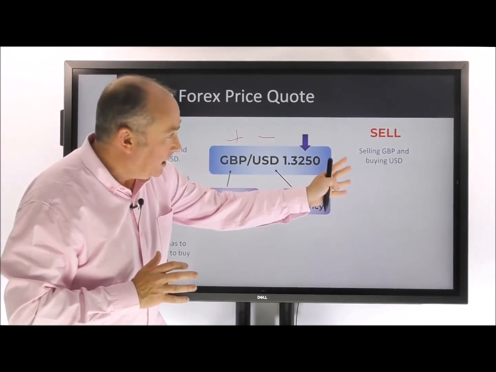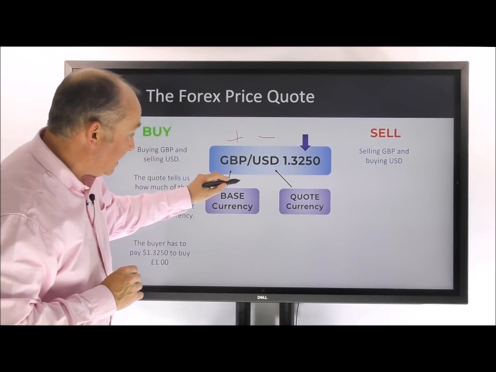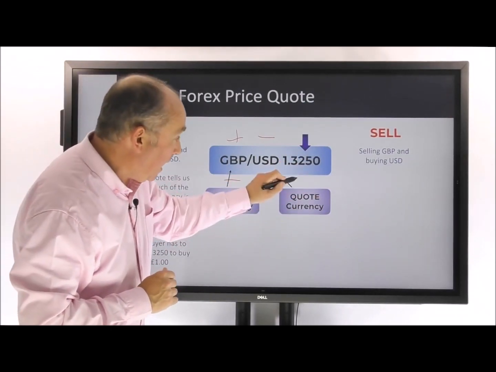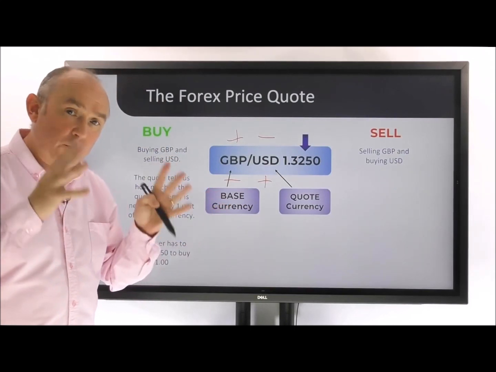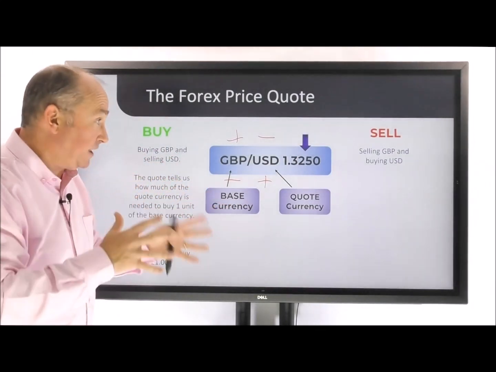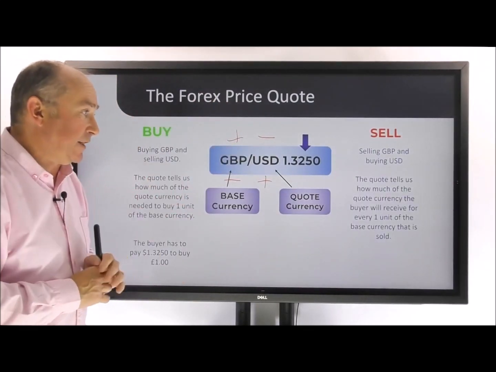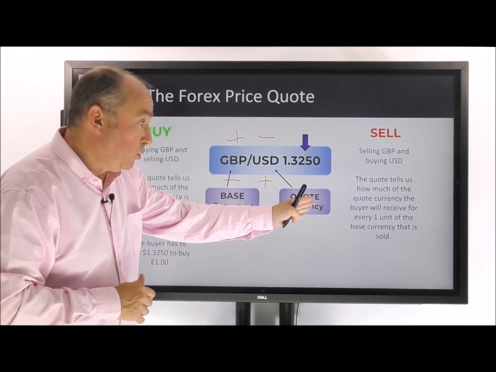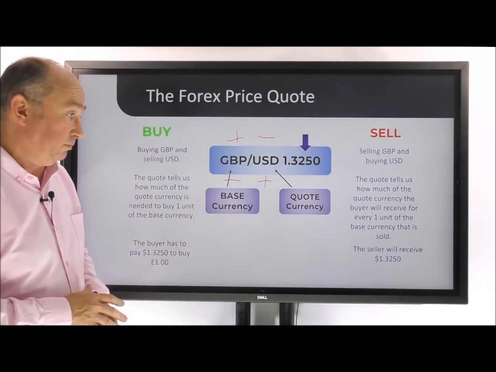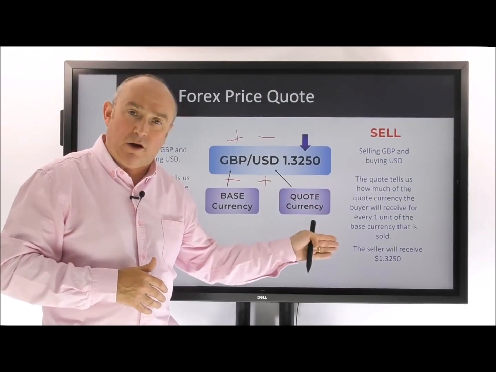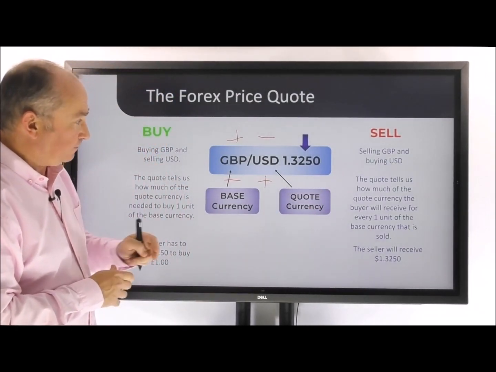If you're selling a particular currency pair, you're selling the first currency. In this case, you'll be selling the pound and you'll be buying the US dollar. So remember, whatever you're doing to the currency pair, you're doing predominantly to the first currency. So you're selling the pound, buying the US dollar. And the quote currency tells us how much of this currency you will receive for every unit of the base currency that is sold. In this case, the seller will receive $1.3250 for every pound that he exchanges.